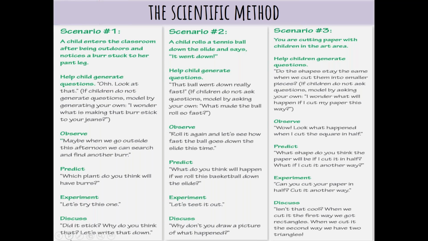For the next scenario, a child rolls a tennis ball down the slide and says, "It went down." First, you're going to help the child generate questions. "That ball went down really fast." If the children don't ask questions, once again, you're going to model. "What made the ball roll down so fast?" You're going to help them observe. "Roll it again, and let's see how fast the ball goes down the slide this time."